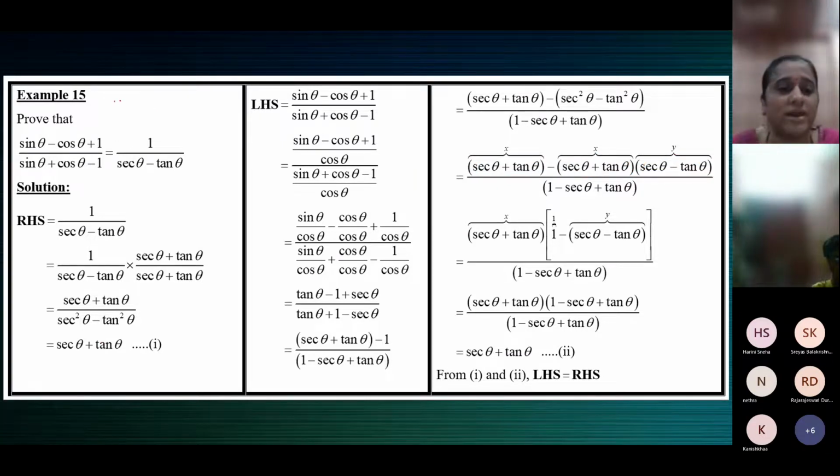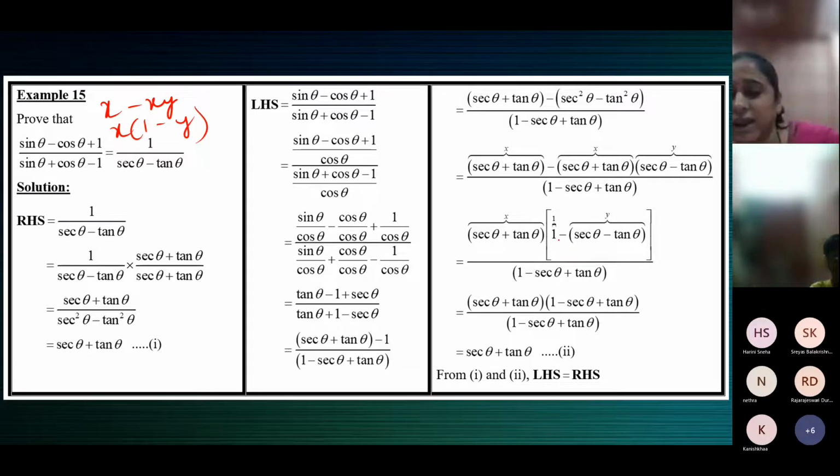All right. Now, when you have x minus xy, x is common. In the bracket, you'll get 1 minus y. Same thing here. See here, secant theta plus tan theta is common. X is common. That is secant theta plus tan theta is common. X minus xy, x is common. In the bracket, 1 minus y. So you can see here in the bracket 1 minus y. Please understand. X is common. In the bracket 1 minus y.